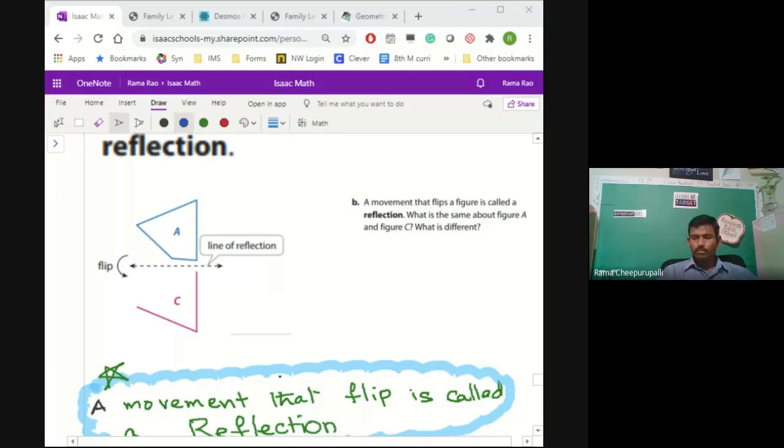You have 1 more minute. Please get it done. All right, if you're done with it, please go ahead and type what is same or what's different on the chat box. Good job. I see some of you guys already typed in. Very good.